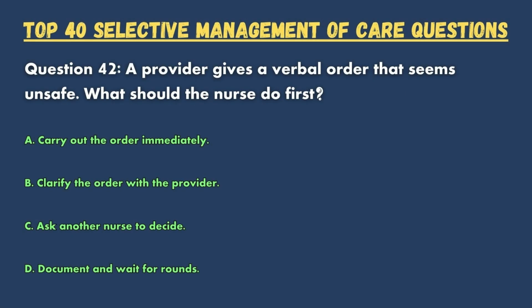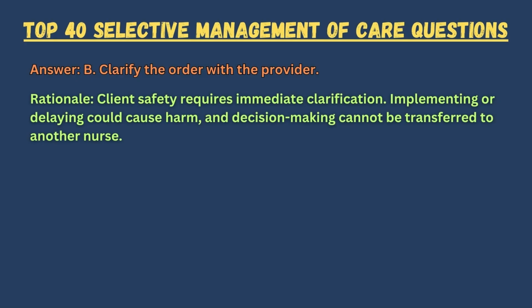Question 42. A provider gives a verbal order that seems unsafe. What should the nurse do first? A. Carry out the order immediately. B. Clarify the order with the provider. C. Ask another nurse to decide. D. Document and wait for rounds. Answer: B. Clarify the order with the provider. Rationale: client safety requires immediate clarification. Implementing or delaying could cause harm, and decision-making cannot be transferred to another nurse.